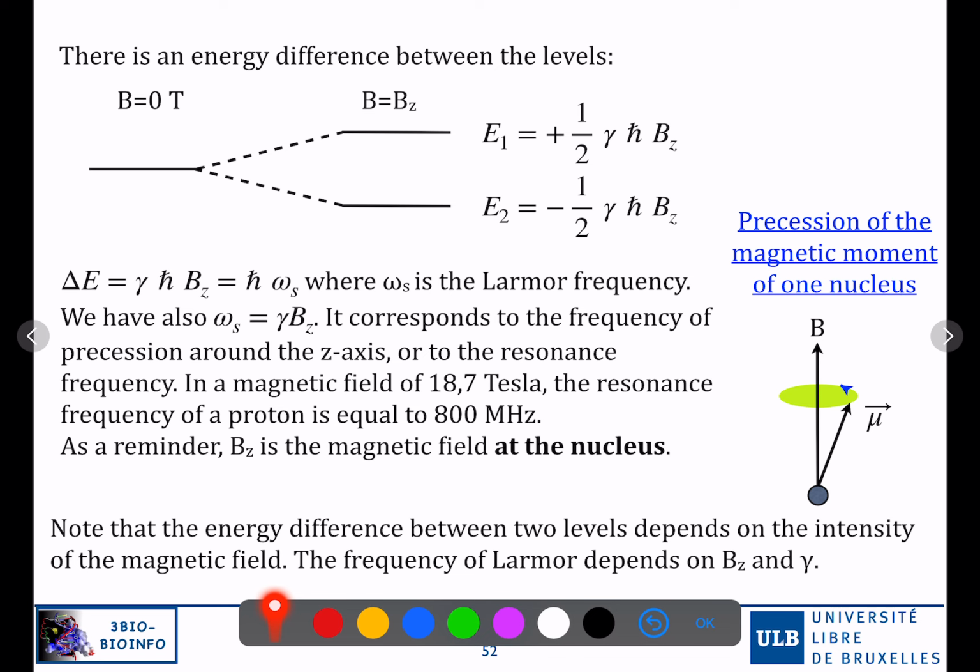So here, what is important is the notion of this Larmor frequency, a first thing, and the second thing is that the energy difference between the two levels depends on the intensity of the magnetic field, and that the Larmor frequency depends on Bz, but also on gamma. Gamma is a constant for the different types of nucleus.